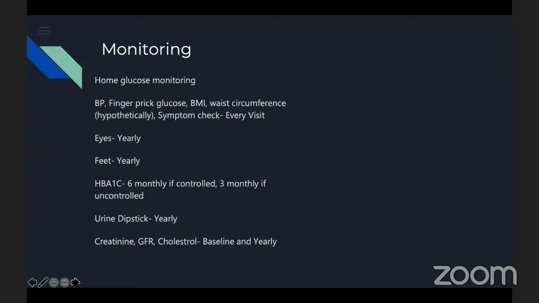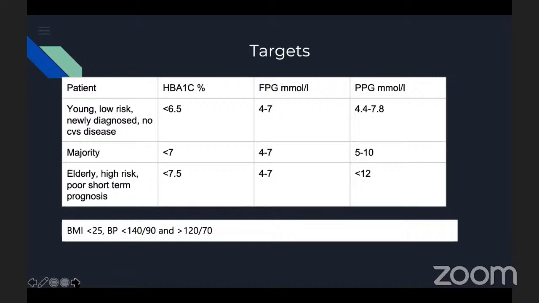HbA1cs can be checked dependent on the patient's control. So patients who are well controlled need to have a HbA1c monitored every 6 months, but those who are uncontrolled need a 3-monthly HbA1c. And then you can also do a urine dipstick just to look for any proteins which can help you assess if there's any renal dysfunction occurring in patients. And finally, patients also need a creatinine, a GFR, and cholesterol at baseline, so as soon as they're diagnosed, as well as yearly, so you can compare and assess renal function as well as control other risk factors.